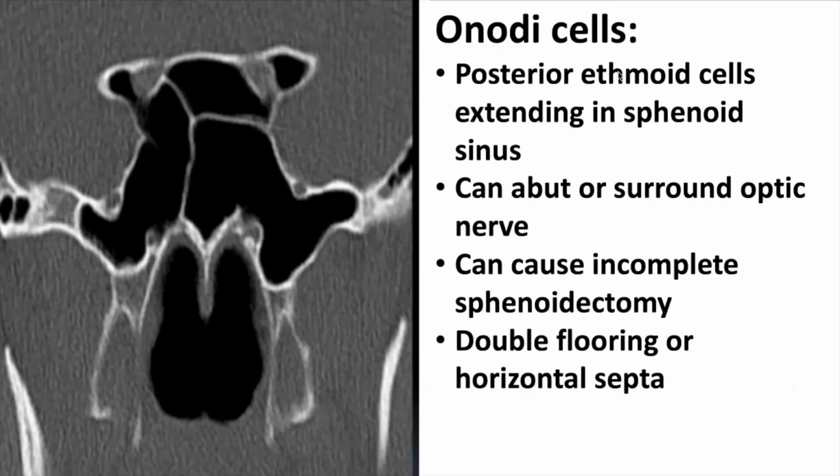You should also know the Onodi cell, which is nothing but the posterior ethmoidal cell, which is extending into the sphenoid sinus. It can abut around the optic nerve, can cause incomplete sphenoidectomy, and you may find double flooring in such cases.